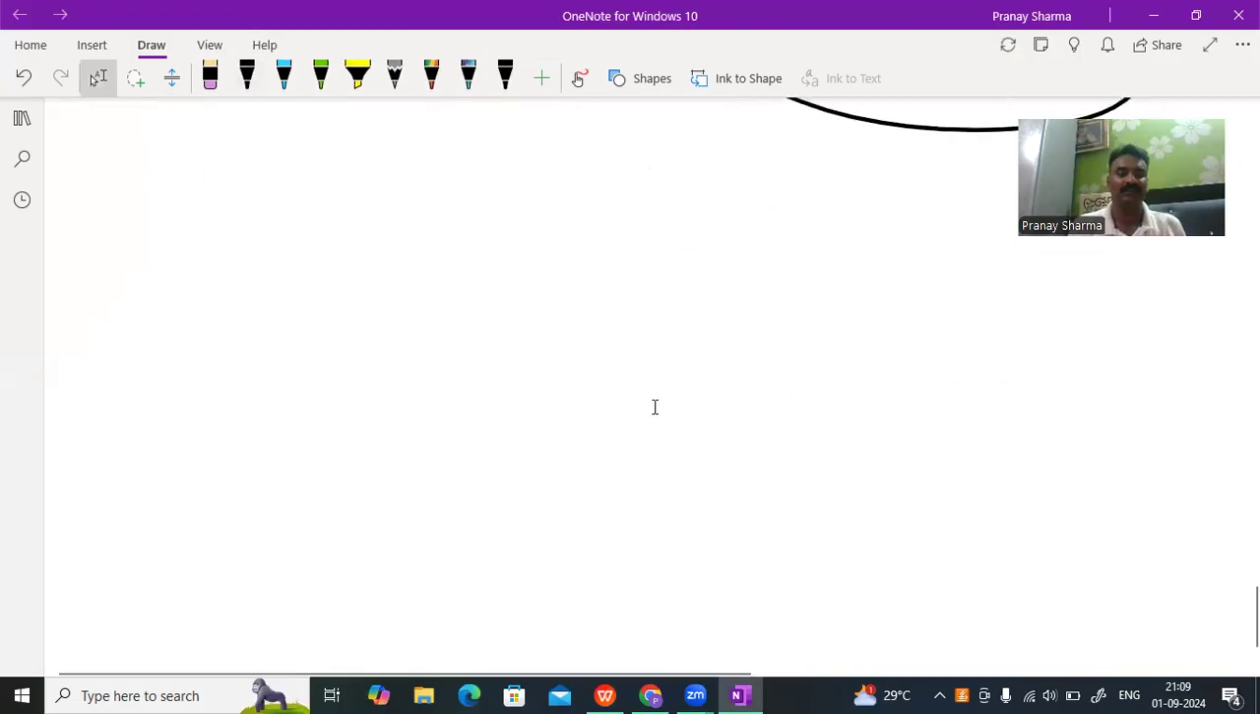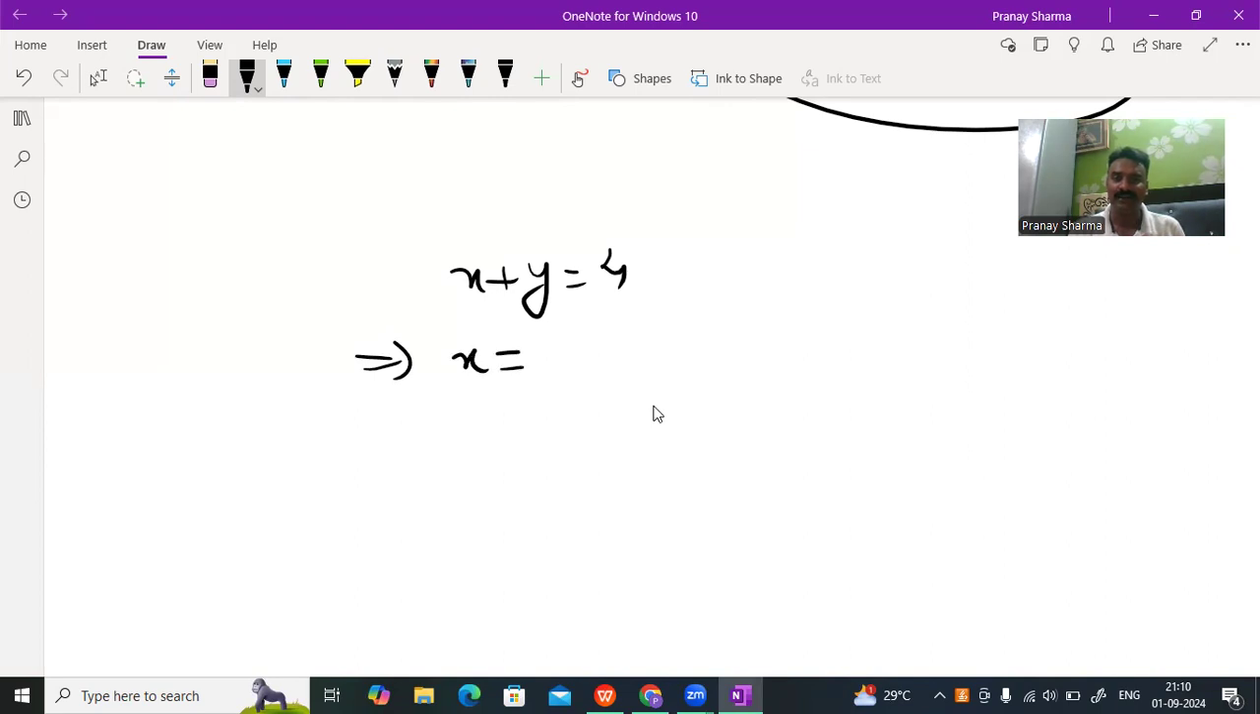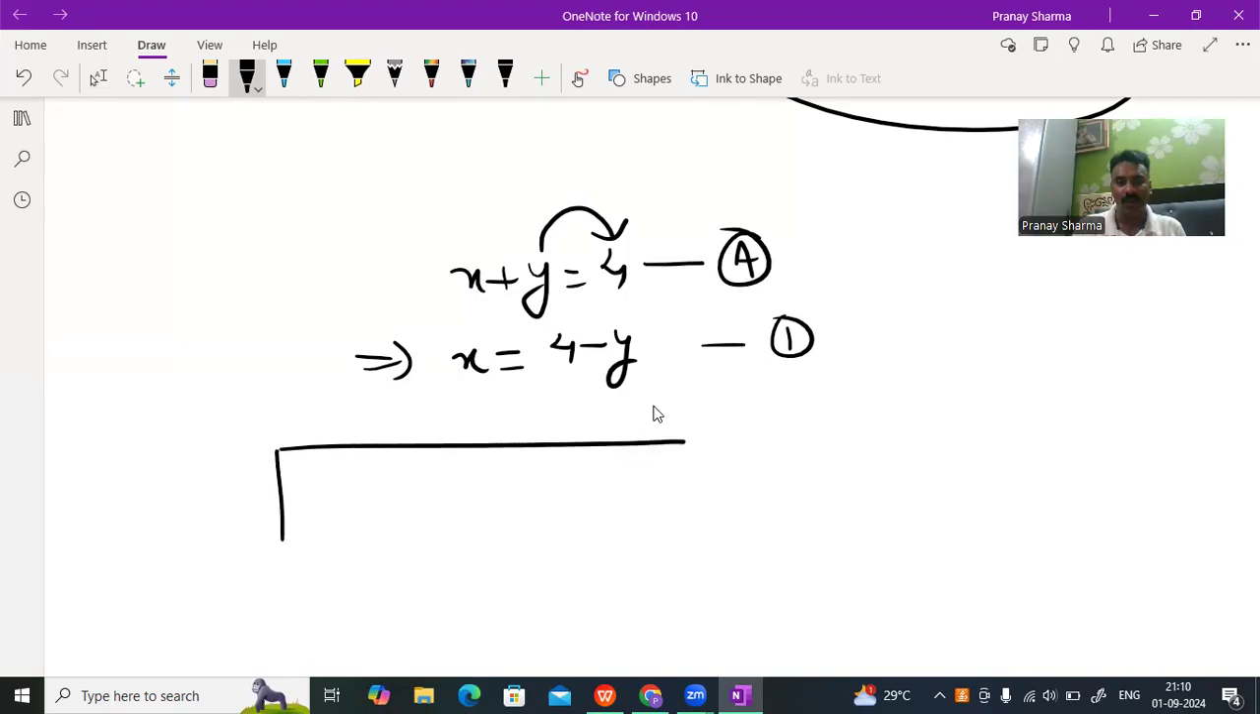Now let us reconsider this equation. x plus y equals 4. What possible values of x and y should we keep so as to have this equation satisfied? So for this, suppose I keep x on the LHS and transpose y to the other end, it will be 4 minus y. I'll be calling this equation number 1, right? However, this is the original equation. I'll be calling this equation A. All right. Now you need to make a box and we'll be going with the hit and trial method.